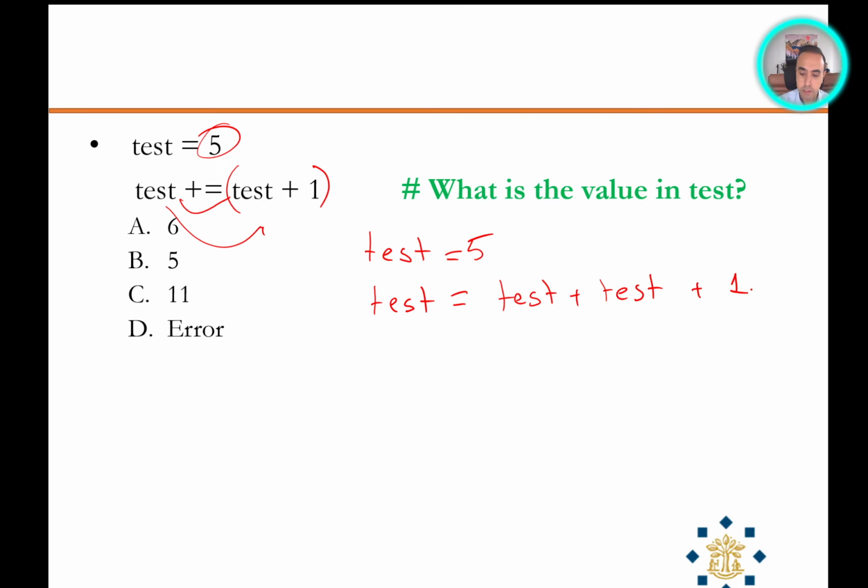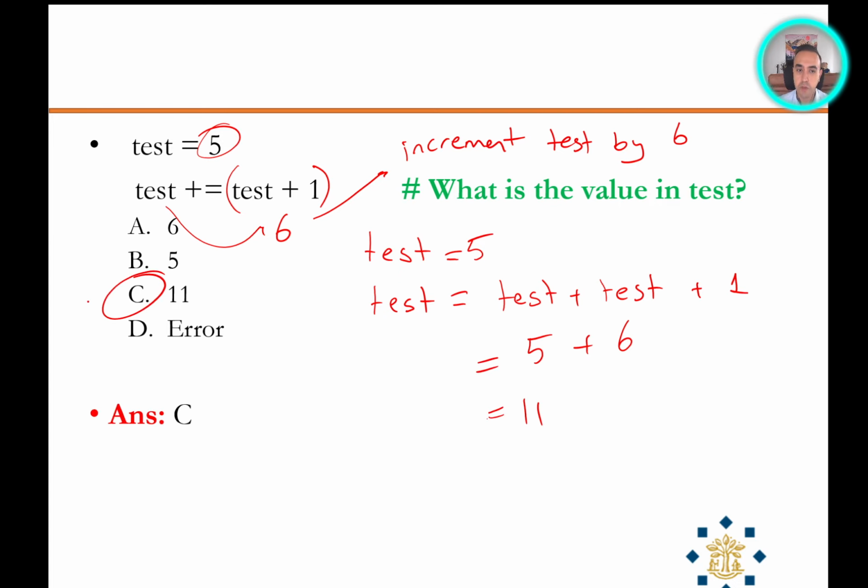Why? Because it is incremented by this number. So what is this number? So test is 5. So this number is 6. And then what you do is increment test by 6. And that is 5 plus 6, which is, in other words, 11. So the answer is C. So again, a bit tricky, but if you actually take your time and think about it, it is doable.